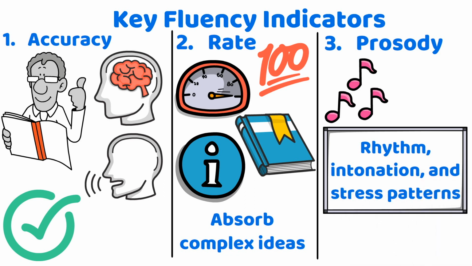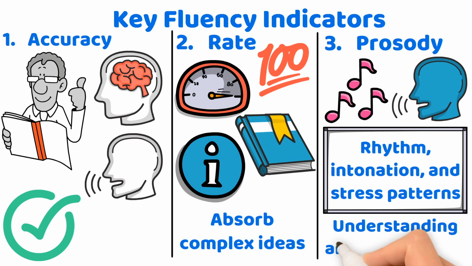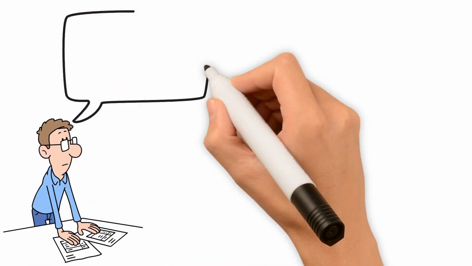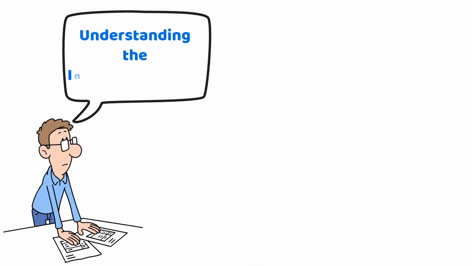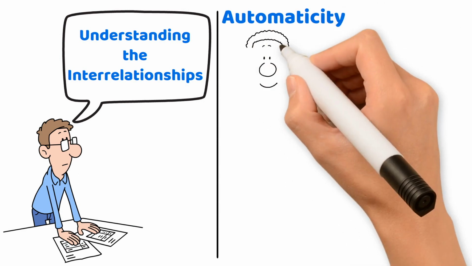Good prosody means reading sentences with the expression that conveys the correct meaning, enhancing the listener's understanding and engagement. The exam will require you to demonstrate your understanding of the interrelationships. So let's get into that now. Automaticity is a term you'll want to remember.